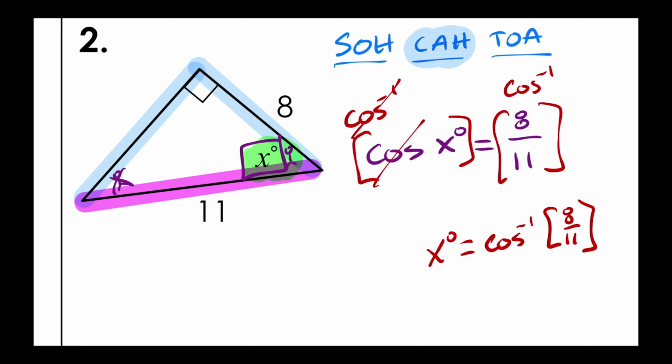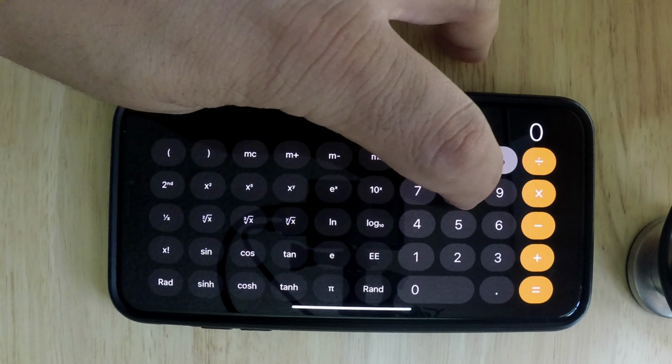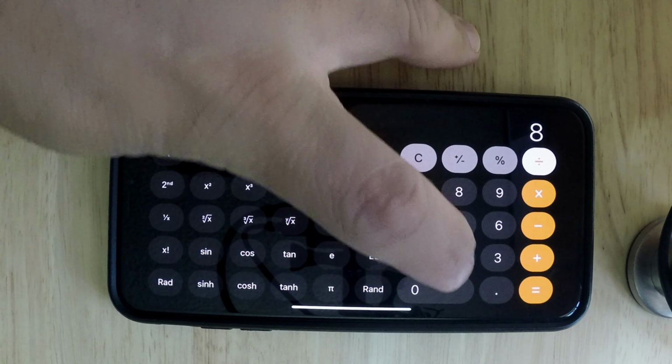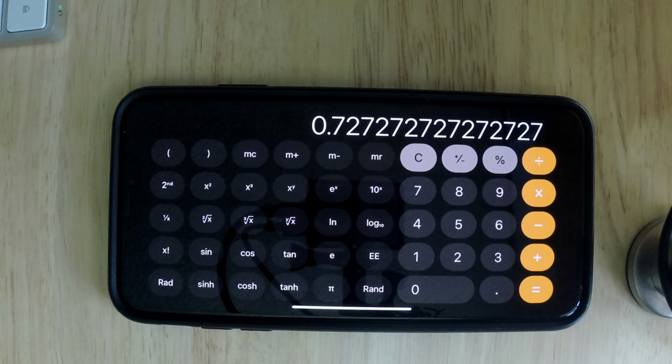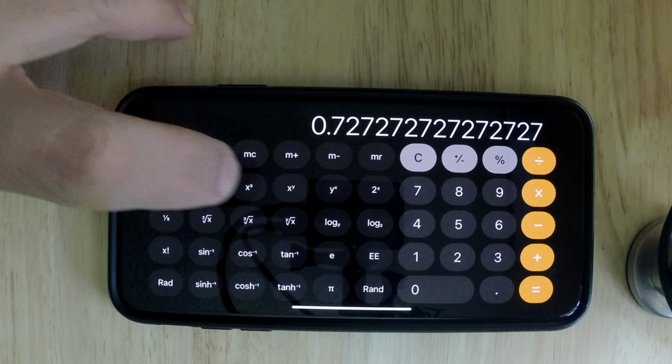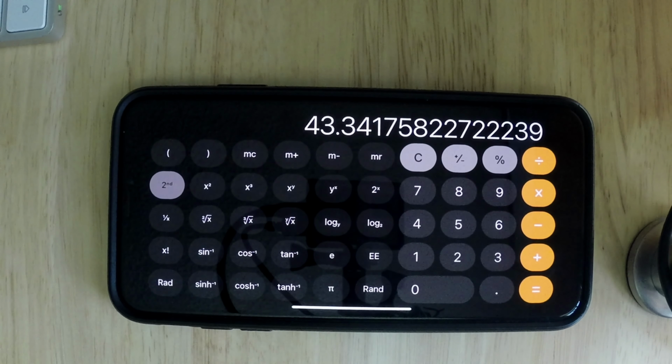So let's try it like that. So you would put 8 divided by 11 and hit equals, and there's your decimal. And then you're going to hit second and then inverse cosine, and there it is, 43.34. Okay, so you got to put the number in first and then do the inverse cosine. That's how the phone calculators work. It's a little backwards. Okay, on the fancy schmancy calculators, you can put it straight in.